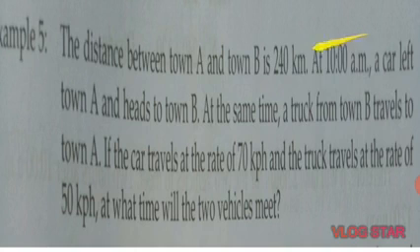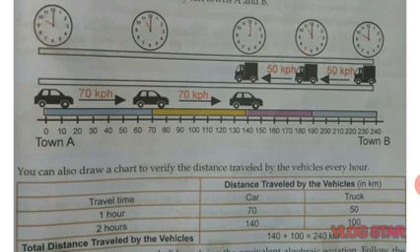So it means that the car heads out at exactly 10 a.m., at the same time as the truck. As the two vehicles meet, the total distance that they should travel must be 240 km. The distance traveled by the car at 70 km per hour, and the distance traveled by the truck at 50 kilometers per hour, must be equal to the 240 kilometers.